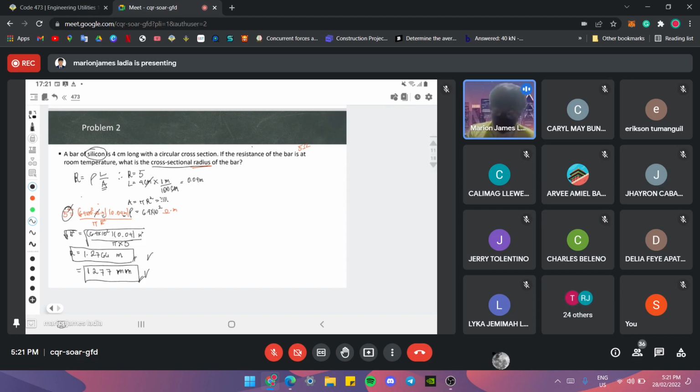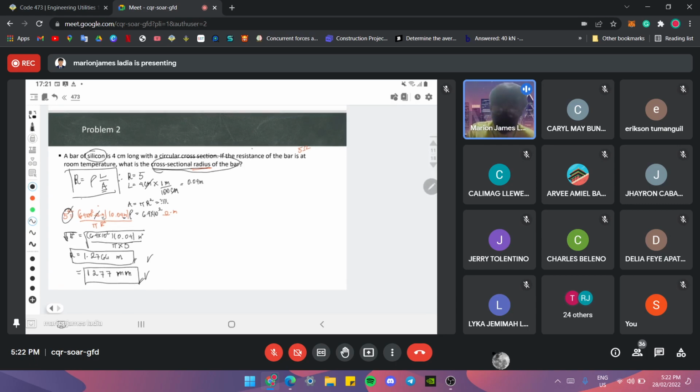Next. We have our problem number 2. Let me just recall the solution for those who did not attend. We just used R equals rho L over A here. After that, we looked at what is being asked, which is the cross-sectional radius. Then we looked at what we have that we can use to solve our problem. Take note that we took our rho from the table. So, sir, what if I have a table and the problem also gives a value, which should I use? Use the one given in the problem, because that is the requirement of that area, or the requirement of that environment.